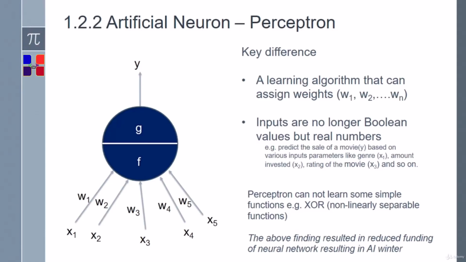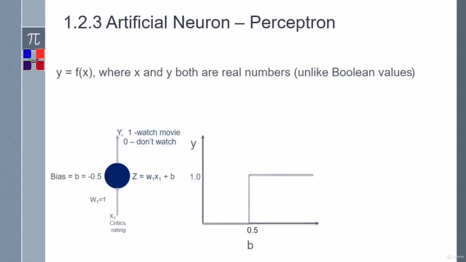But this is the point when funding majorly reduced, and this resulted in what we call the AI winter. After this time, a lot of universities and a lot of governments who were funding the AI projects stopped funding because they believed that the perceptron could not solve a wide variety of real life problems.